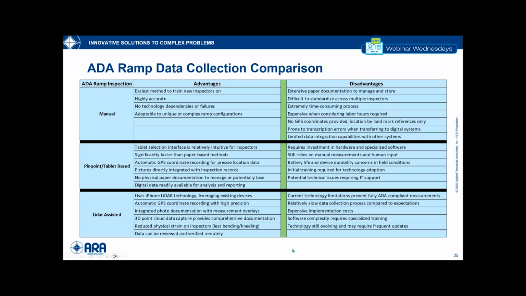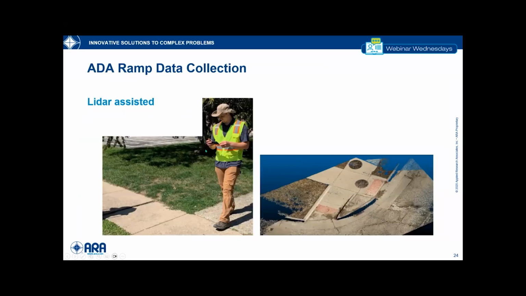And LiDAR. LiDAR is the newest, greatest, best thing, right? It's going to get high precision GPS. It's going to have integrated photos. It's got a 3D point cloud. You don't have to bend over, although I will argue holding that phone like this for 8 hours a day and walking slowly and looking down at your phone is a little bit of a strain. So we're actually investigating using vests of some sort with a phone holder to prevent those fatigue issues with collecting the data this summer.